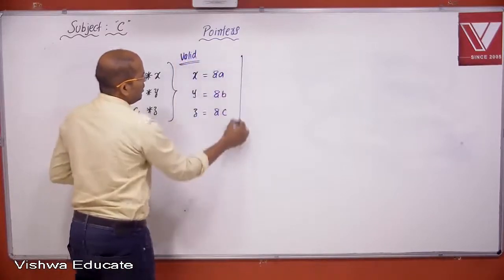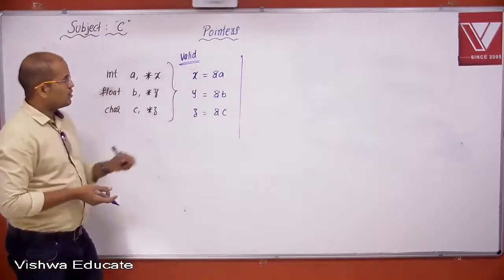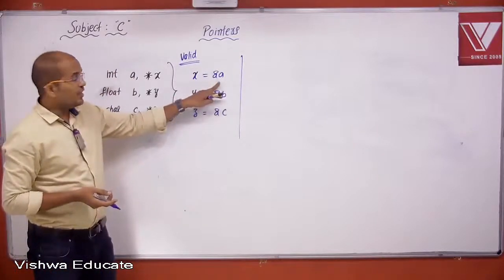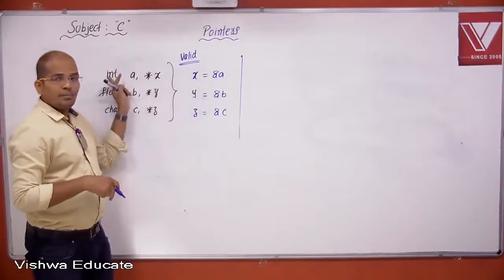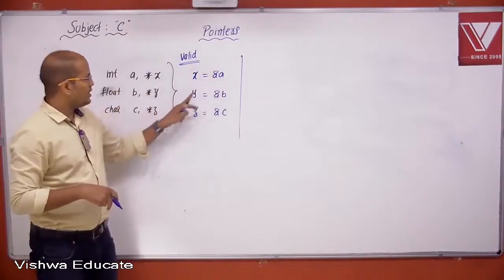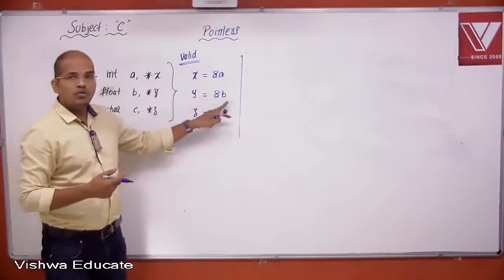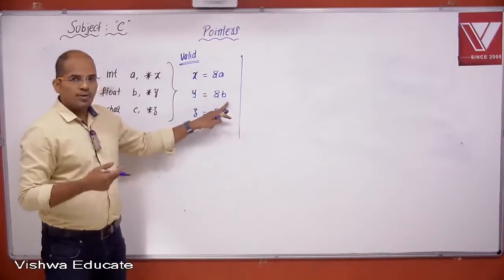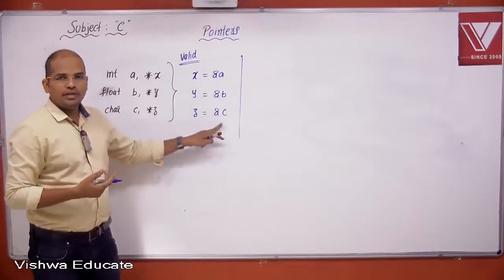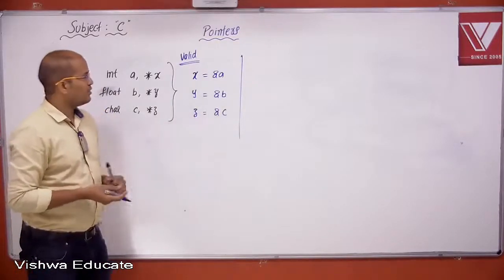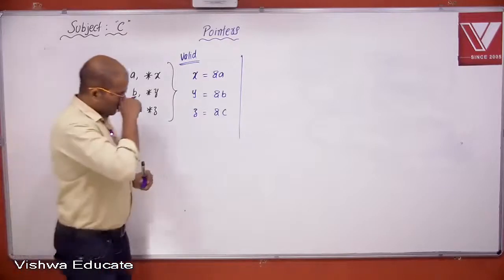Why valid? I am trying to store the address of its type. What is its type? x is an int type pointer, I am storing an int address. y is a float type, I am storing a float variable address. z is a character pointer, and I am storing the address of a character variable. z is address of c. And then what next?